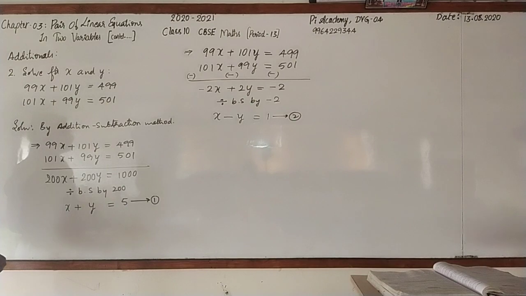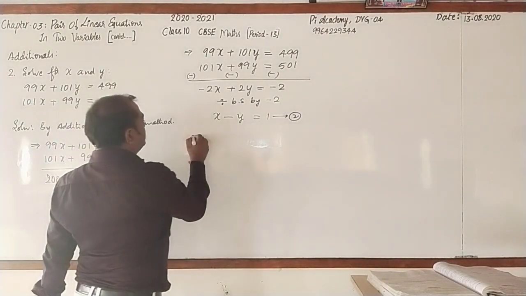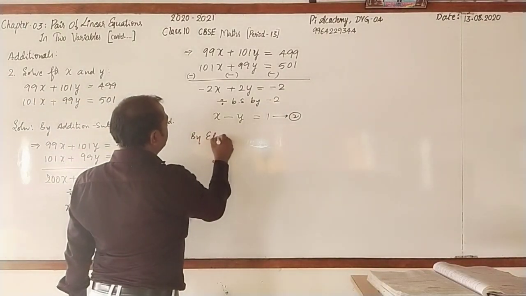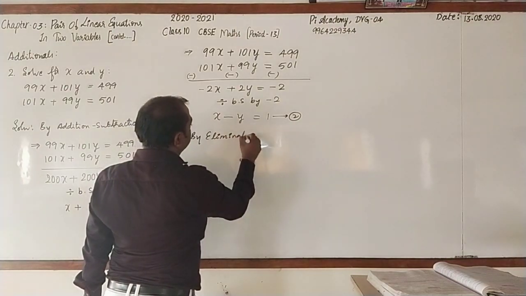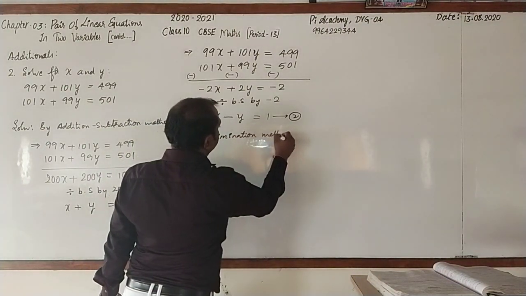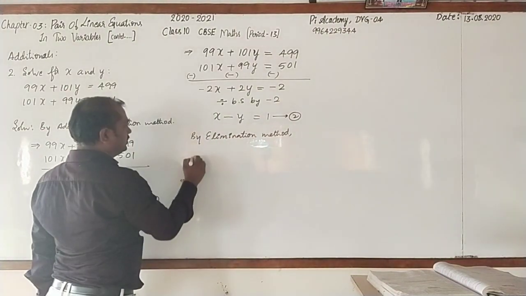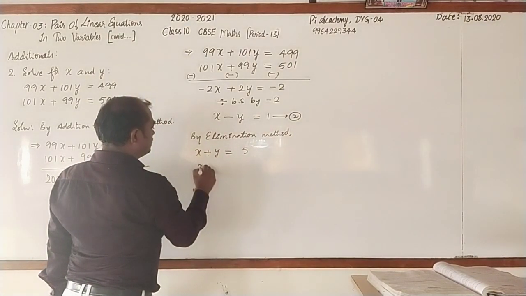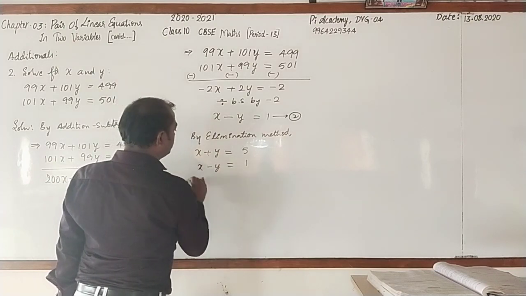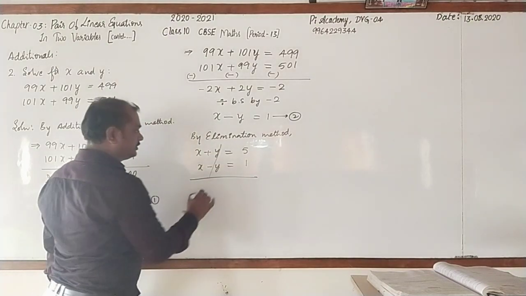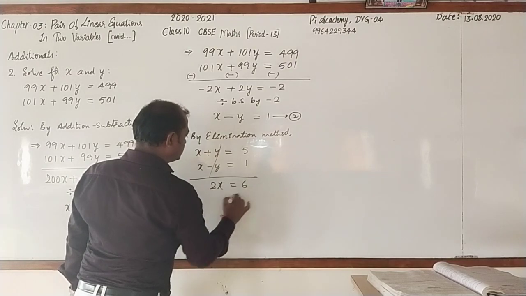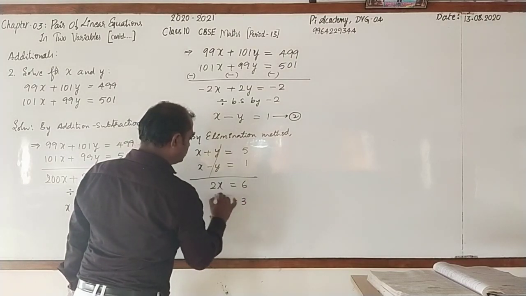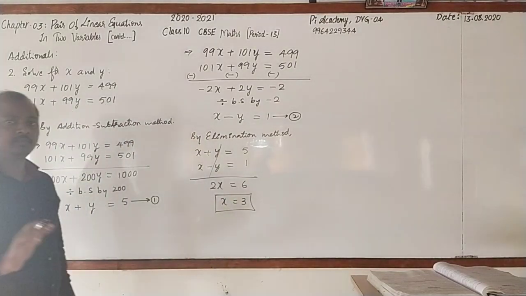To find the value of x, which method will you follow? It is elimination. Let me take the elimination method. It is x plus y equal to 5 and x minus y equal to 1. These two get cancelled. It is 2x equal to 6, so x equals 3. Followed?